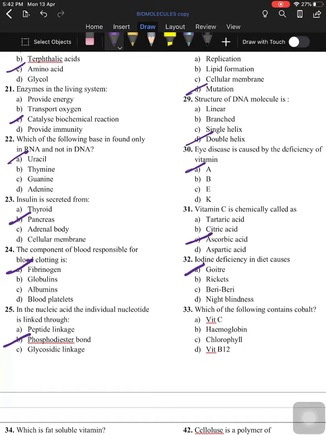Vitamin C is called ascorbic acid. It does not contain cobalt. Hemoglobin contains iron. Chlorophyll contains magnesium. Vitamin B12, which is also called cyanocobalamine, has cobalt in the name only, meaning it contains cobalt. Therefore, option D would have been the right answer for the 33rd question.